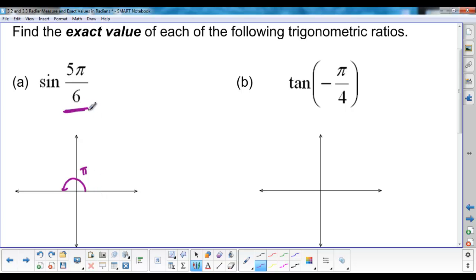Now, in this particular question, we are given an angle 5 pi by 6. So essentially what we want to do is take this value of pi here and split it up into 6 equal sections. I'm going to roughly draw that in. So imagine this part here being split up into 6 sections.